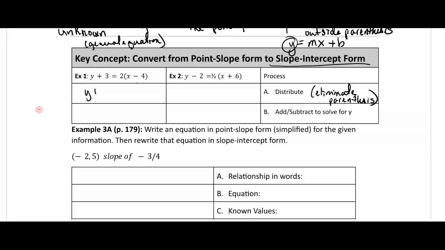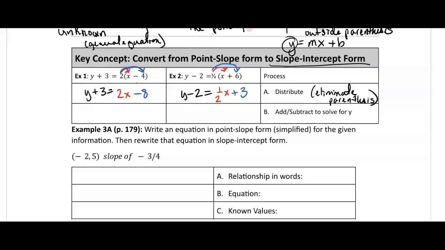We're just copying the first part down because we're not doing anything with that part. Same thing here. We're not doing anything with the left part in our first step. And then we're going to distribute. Remember, when we distribute, we have to multiply times everything in the parentheses. So my 2 times x becomes 2x. And my 2 times negative 4 becomes negative 8. Same thing over here. 1/2 times x becomes 1/2 x, or you could write that x over 2. And my 1/2 times plus 6 becomes plus 3.